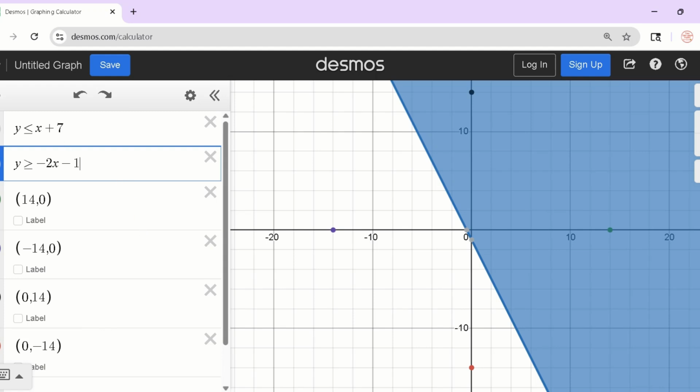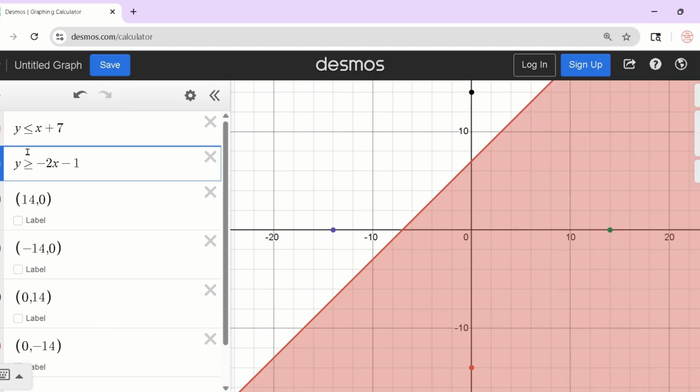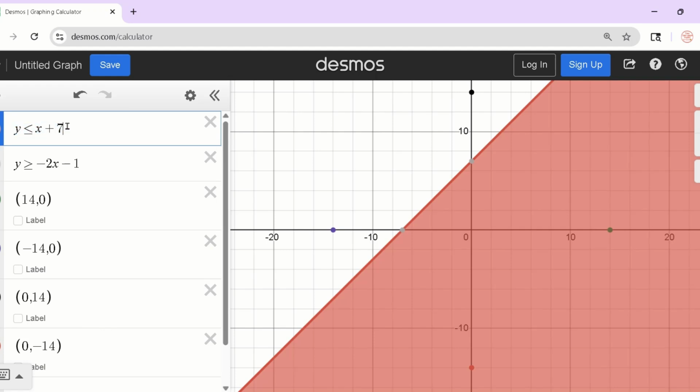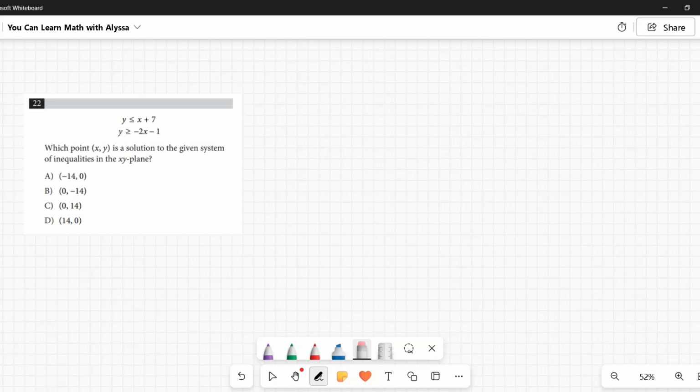Then we have our other one, the red one here, which is y is less than or equal to x plus 7. We have the line y equals x plus 7, and then everything below it. Everything that's in the red would make this a true statement, and everything that's on the line is where y is equal to x plus 7. So the shaded is where y is less than x plus 7, and the line, which is included, is where y is equal to x plus 7. So the solution would be where they overlap, and the only one that's in that area is 14, 0. So that's going to be our answer again, D. We got the same answer.